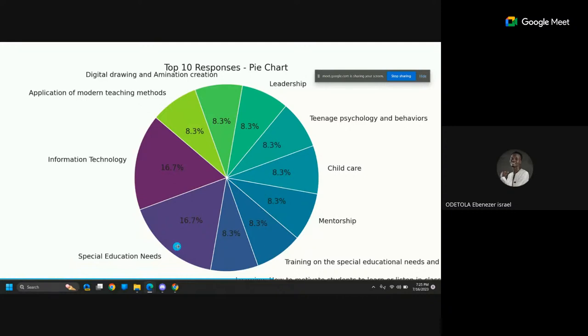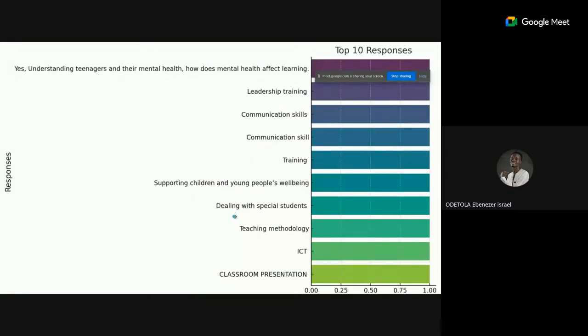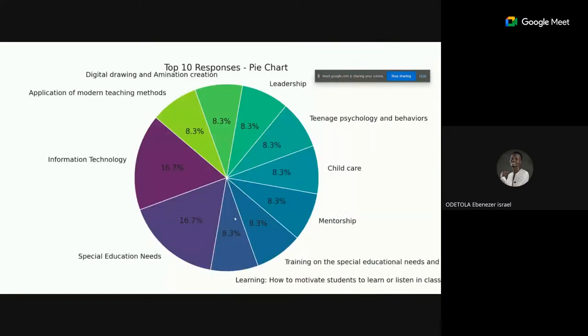Sometimes when we talk about special education need, a lot of us address this more to primary school. But in secondary school these days, we have a lot of them that are disturbed, whether from drugs, or whether from overthinking, emotional stress and more. Check out this, one of the 8.3% also.